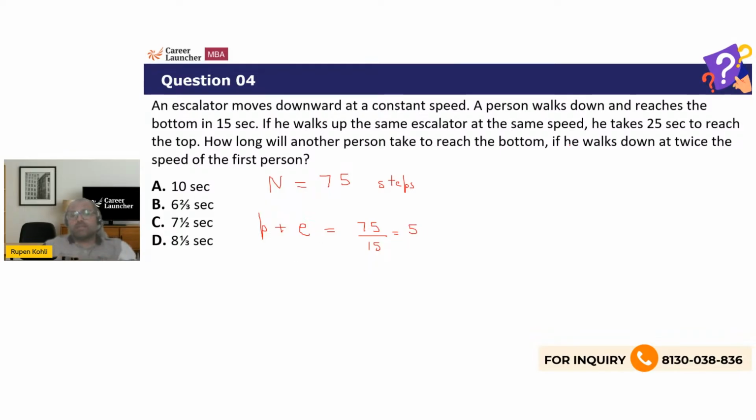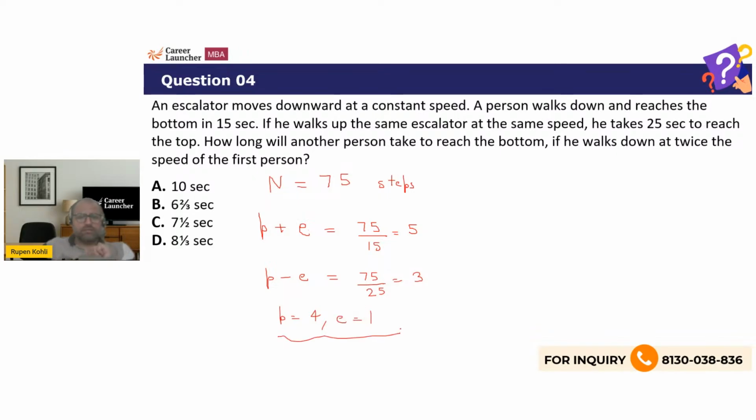The other equation that we'll write: in that case his net speed will be the difference of his own speed and that of the escalator. Clearly his own speed p has to be more than e, otherwise he will fall and roll down, right? So p minus e is his net speed, and again that is 75 divided by the time taken 25, which is 3. Very simple equations to solve here. p plus e is 5, p minus e is 3. Adding them, 2p is 8. So we're getting p as 4, and then 4 plus 1 is 5, so e is 1.